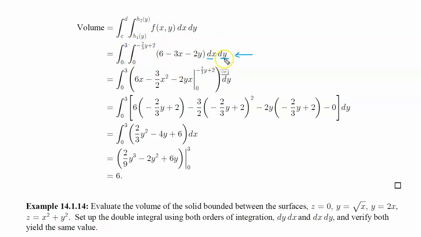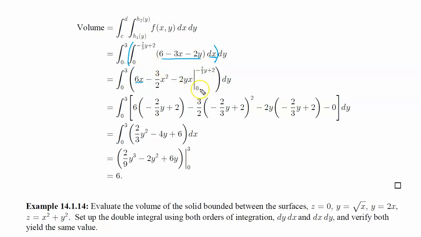Now when you evaluate the inner integral first, you need to integrate this with respect to x, thinking of the y's as being constants. So the antiderivative of 6 is 6x, the antiderivative of 3x is 3/2 x squared, and the antiderivative of 2y, which is like a constant, is 2y times x.